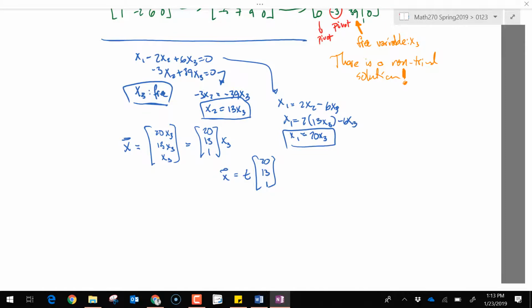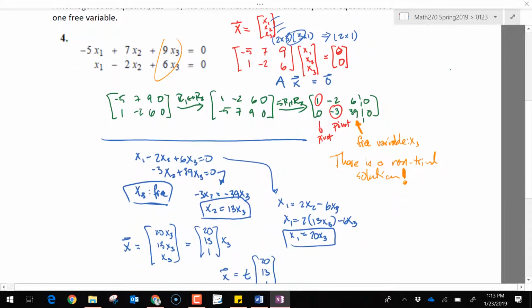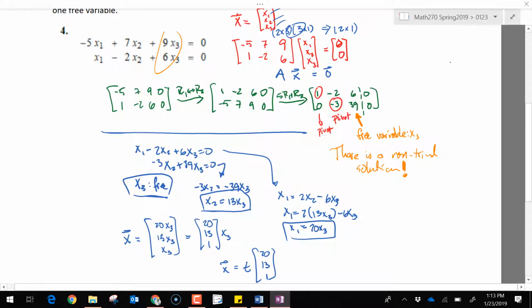So let's start with the original equations. Negative 5x1 plus 7x2 plus 9x3 is equal to 0, and then the other equation. Okay, so to visualize this, and if you have taken Calc 3, what are these equations supposed to look like? Do you know? These equations are planes. Except we probably use x, y, z instead of x1, x2, x3.